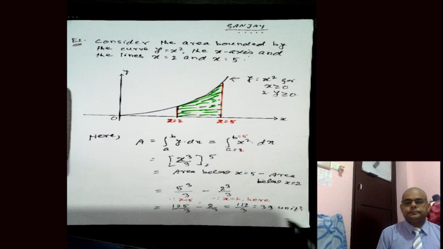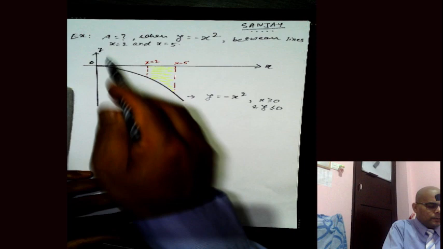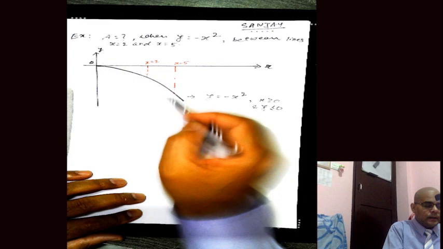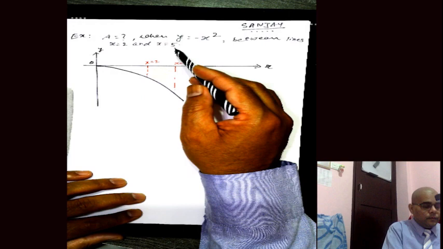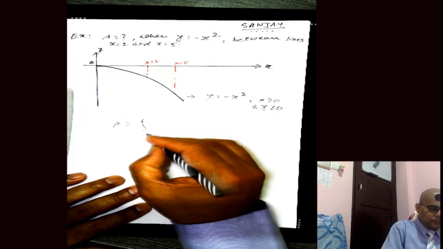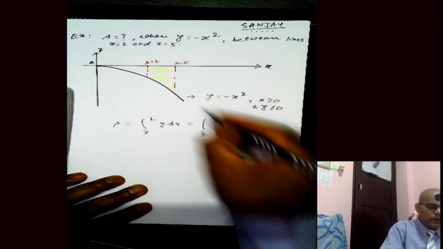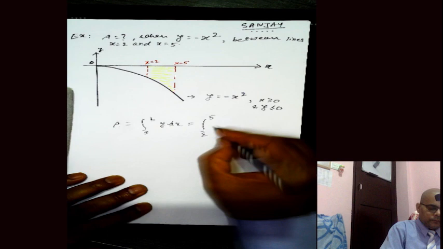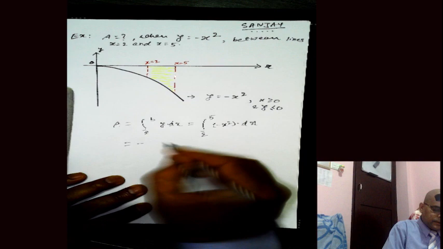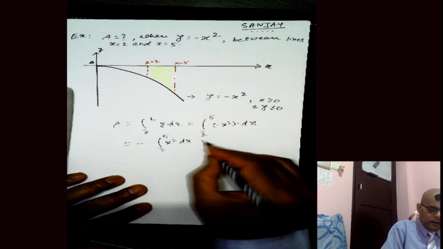Let's do another example. You have to find the area when y equal to minus x square. This is part of the curve y equals minus x square between the lines x equals 2 and x equals 5. So let's try it. The area is given by the integral from a to b of y dx, or f(x) dx. In place of a you put 2, in place of b you put 5, and y equals minus x square goes here, with dx. Take this minus sign outside, so it is x square dx from 2 to 5, and take the integration of this function now.